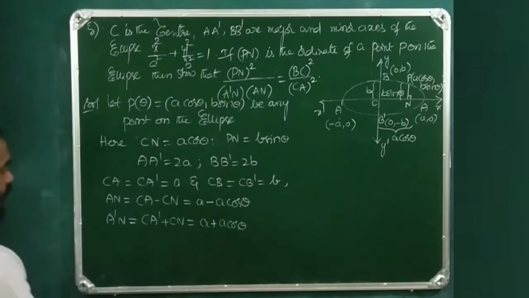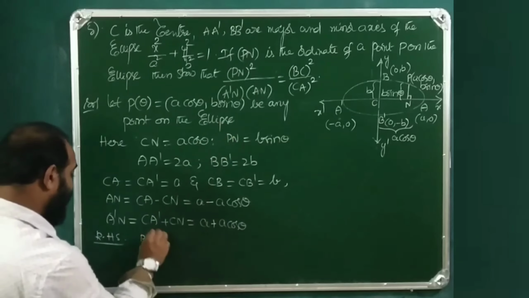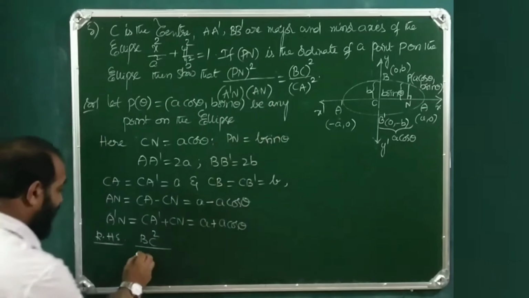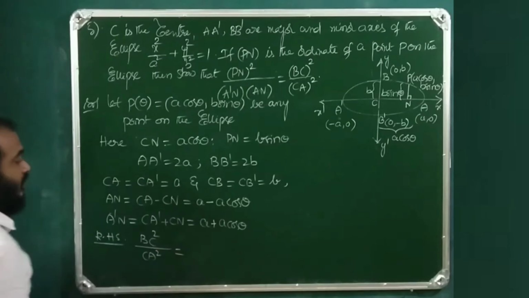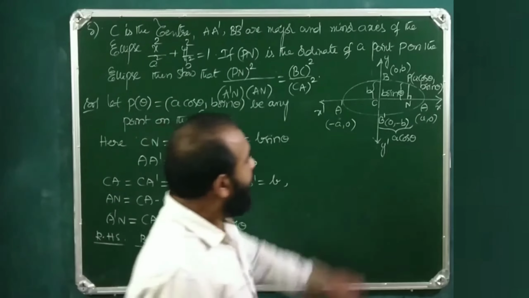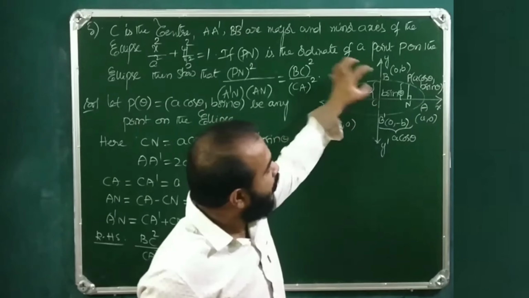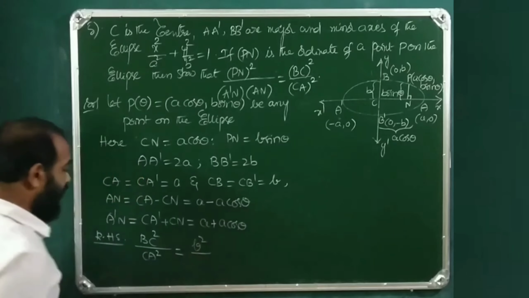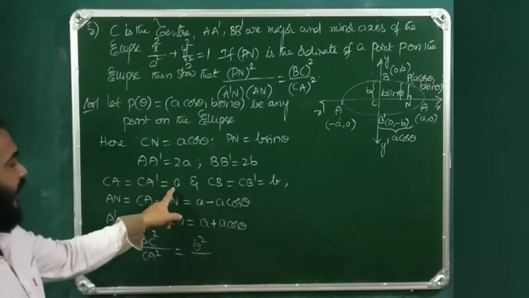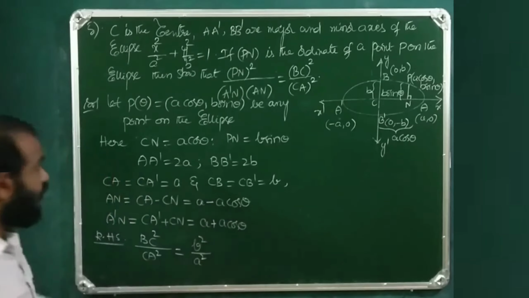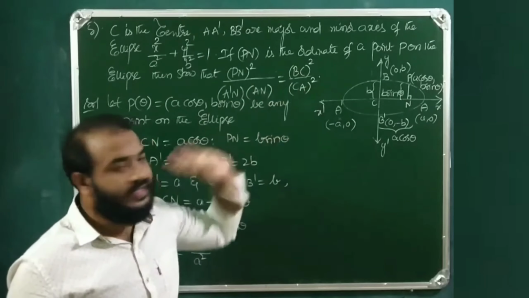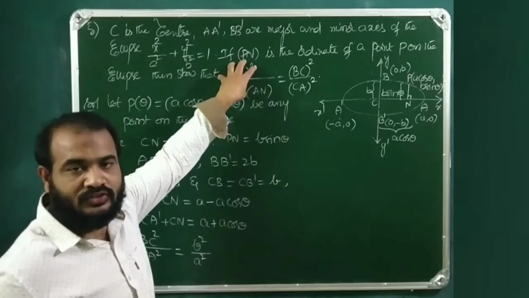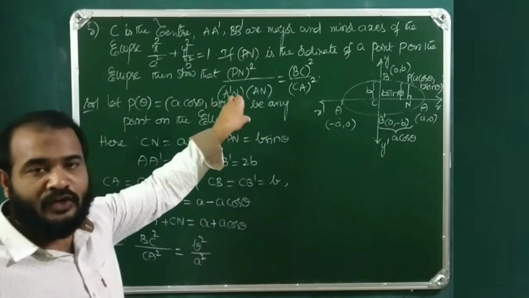Now, so RHS, I'll take RHS is BC square by CA square. What is BC here? BC or CB is what? It is small b. So this is B square by CA is A. So A square. So this RHS I got B square by A square. Now this also B square by A square is what we need to prove.